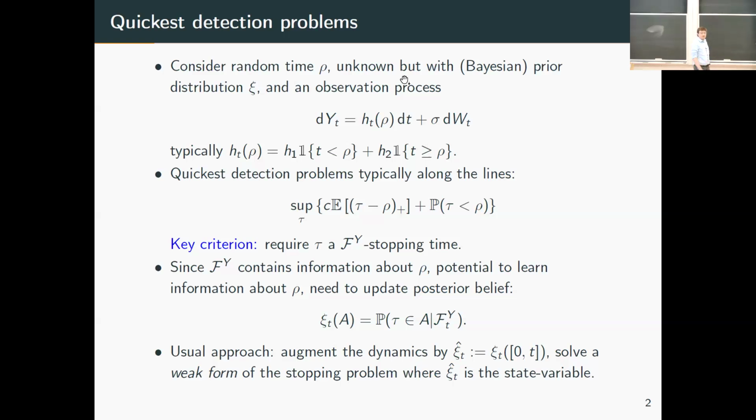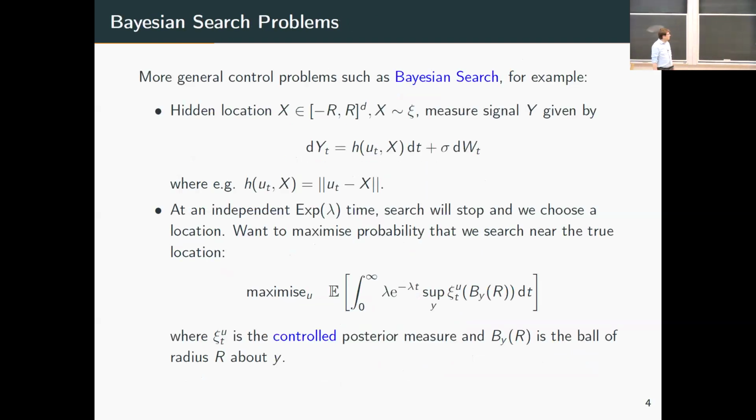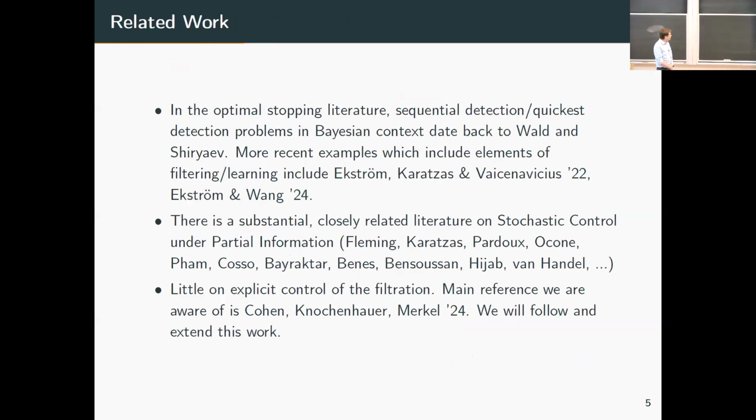So maybe I can reduce the value of sigma. Then I have more signal and less noise, so it's easier for me to detect the signal. And maybe there's some cost to that, so maybe I have to minimize the cost. So I could play around with having some control over the measurements, or the way I measure them.